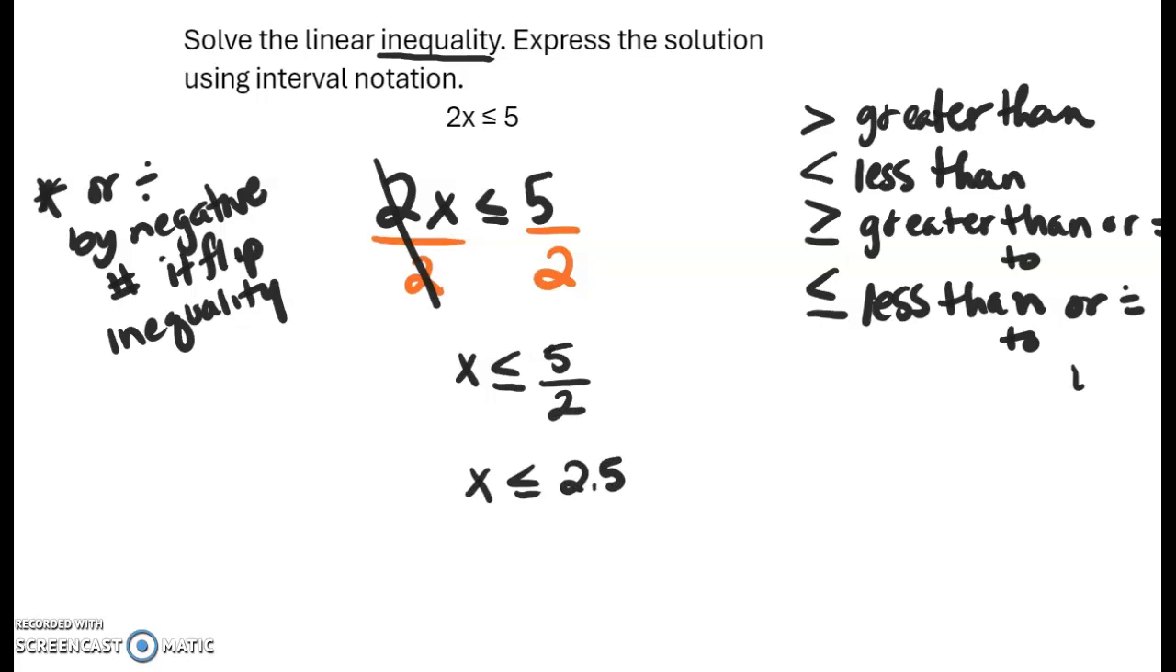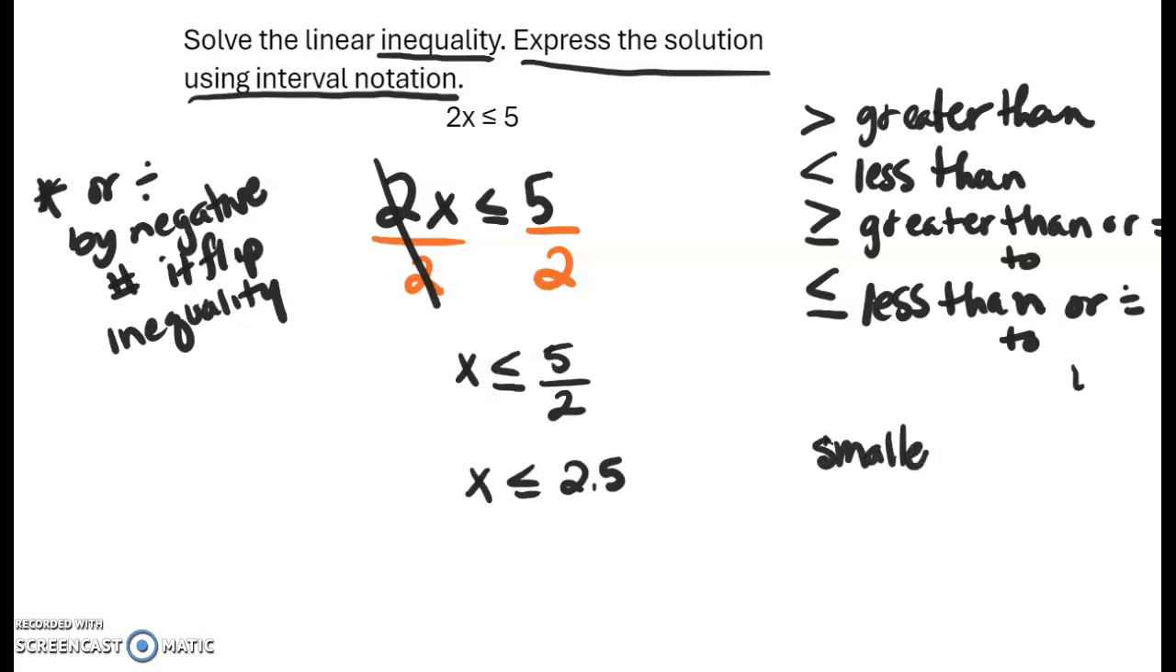So we want to make sure that we put our answer as a fraction or a decimal if WebAssign asks us to express it in a certain way. If it doesn't specify, it should take both. It asks for us to express the solution in interval notation. So interval notation is where we're going to express this as a range of numbers on the number line.